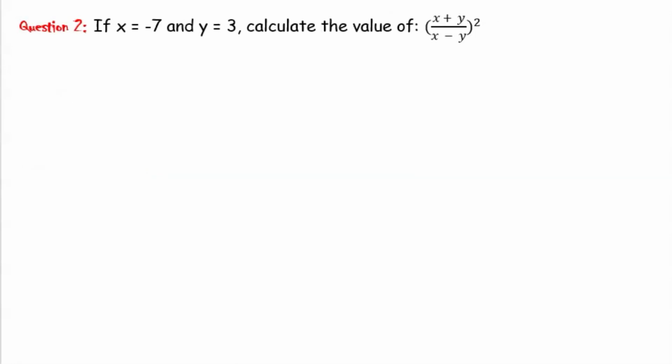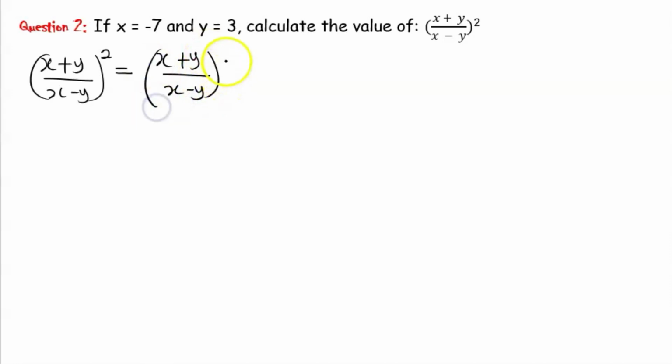This is question 2. In this case, we are given this particular expression. This is x plus y divided by x minus y all squared. How do we solve a question like this? x plus y divided by x minus y all squared is the same thing as saying x plus y divided by x minus y, then multiplying another one, which is x plus y divided by x minus y.